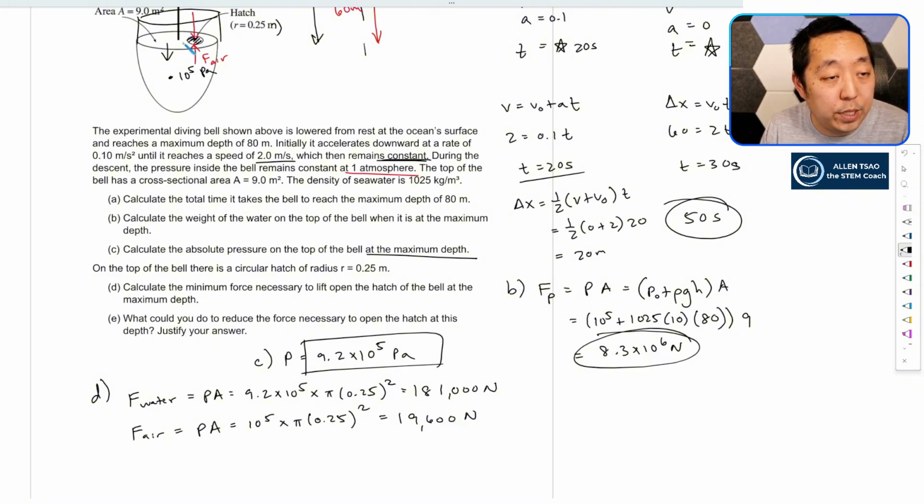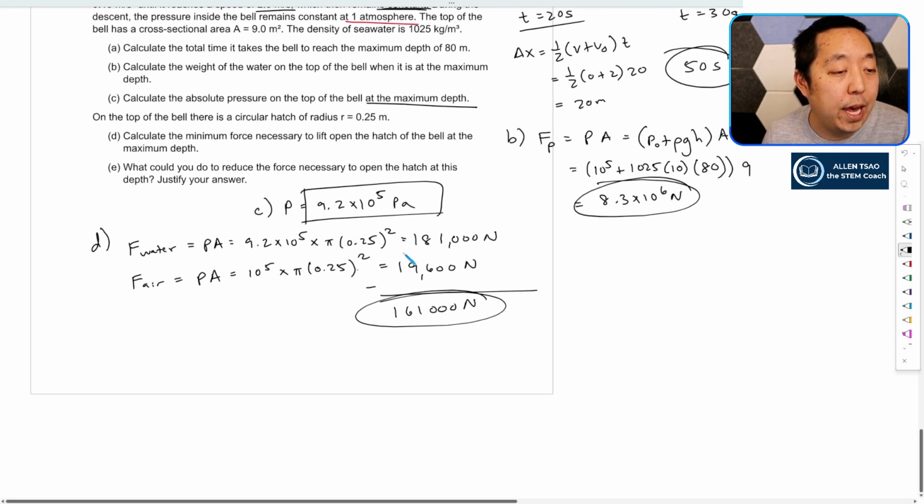And so how much force we need to open is going to be the difference between these two. I just want to double check I did the math right. And then, oh yeah, it should be about 10 times more. So we take the difference because the water is clearly pushing on it a lot greater. So the difference is how much is going to be required for us to open this thing up. So we're going to do that minus that number, and I get 161,000 newtons, like that.